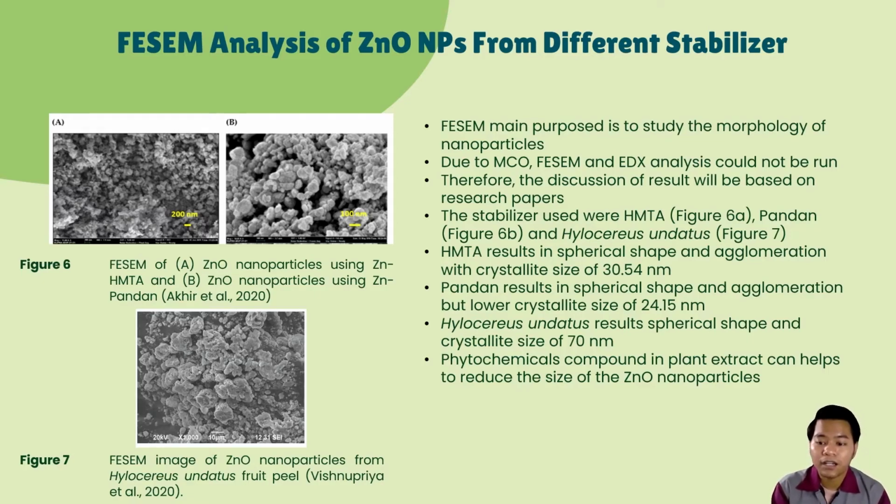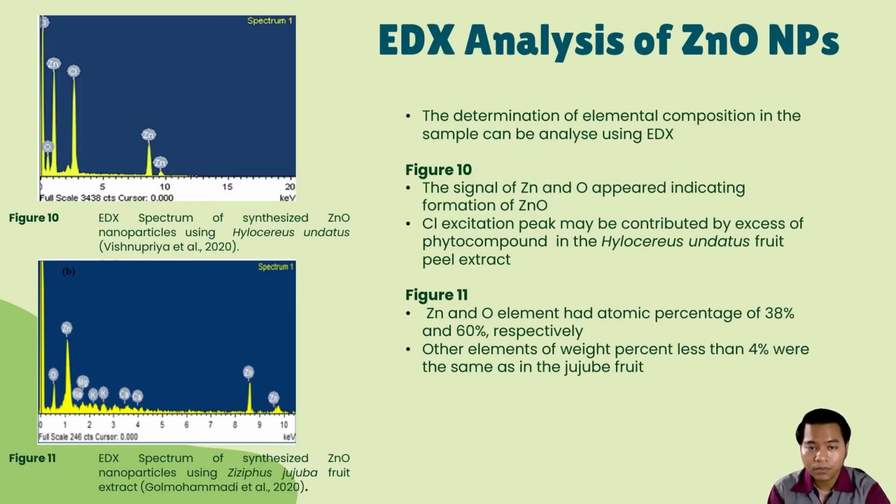However, Vishnu Priya et al., 2020 used Hylocereus undatus, and the zinc oxide synthesized resulted in spherical shape and a crystallite size of 70 nanometer. In comparison between Ake et al. using HMTA and Pandan, the phytochemical compounds in plant extract help to reduce the size of the zinc oxide nanoparticles.